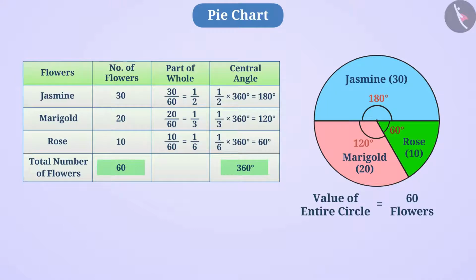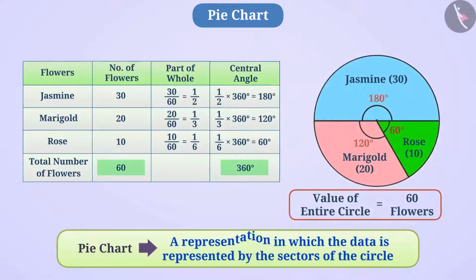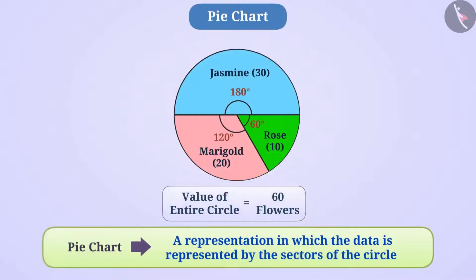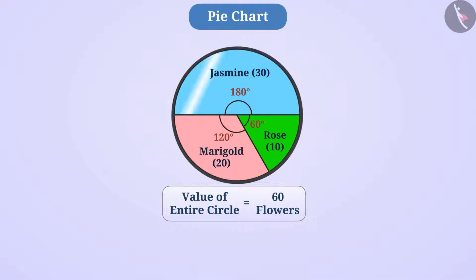Here we have represented the division of the total number of flowers in the form of various sectors of the circle. A representation in which the data is represented by the sectors of the circle is called a pie chart. A pie chart tells us the relation of a whole to its part.